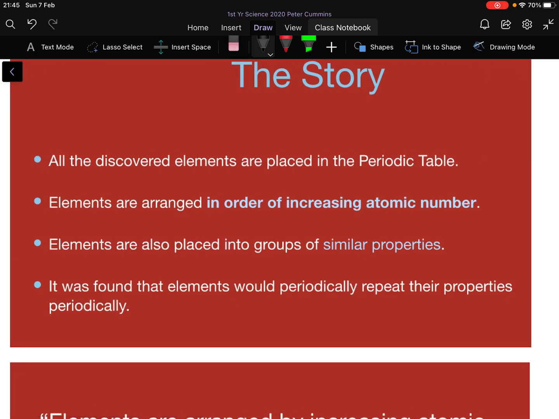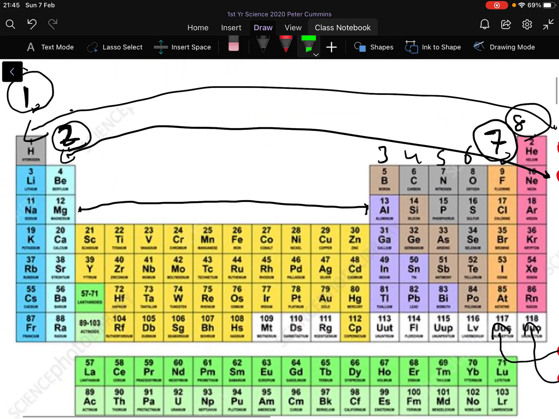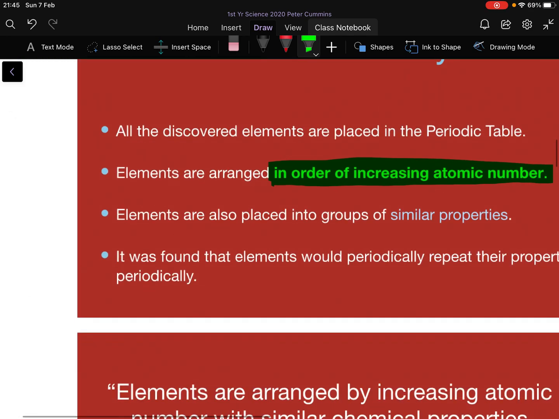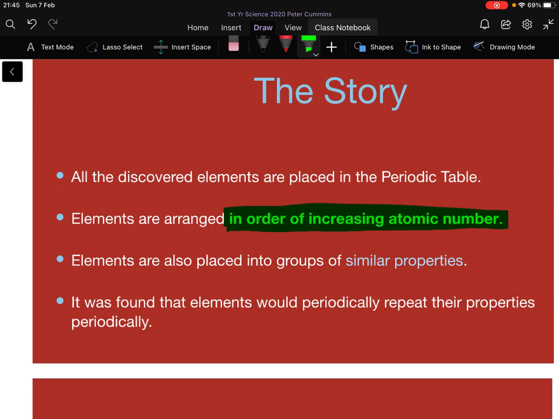After all, we come up with all these elements and they're placed in the periodic table. Now this is important, and highlight this: elements are arranged in order of increasing atomic number. Let's go back to our periodic table for a second. Well, they are, aren't they? We started with lithium. Here's the atomic number: lithium is 3, beryllium 4, 5, 6, 7, 8, 9, 10, 11, 12, and so on. So they're arranged in order of increasing atomic number, so the amount of protons they have.